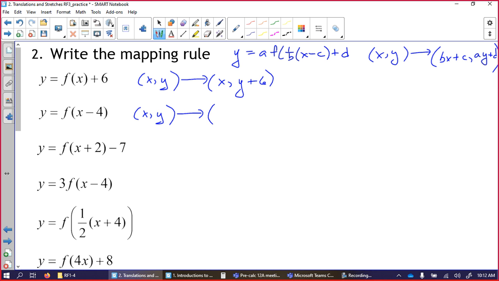There is something with the x. This is minus c, that switches the sign. So this becomes x plus 4. There's nothing at the end. There's nothing out in front.